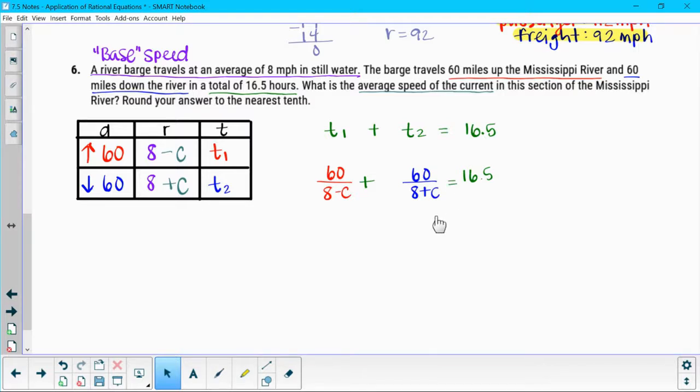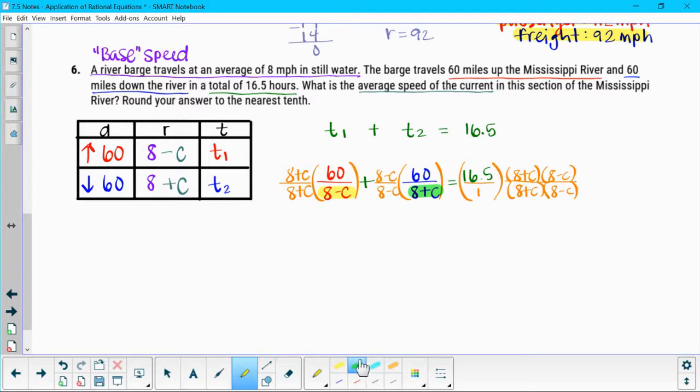Now I need to create a common denominator, and this one's a little bit different again. Because I have two different denominators entirely, I do need to perhaps rewrite 16.5 a little more than I have in previous problems. So the first fraction is going to get that 8 plus C. The second fraction is going to get the 8 minus C. The third fraction is going to get the 8 plus C and the 8 minus C.